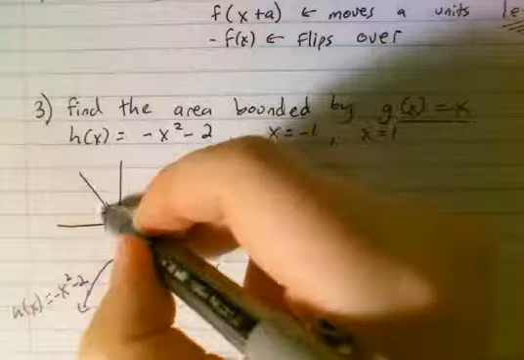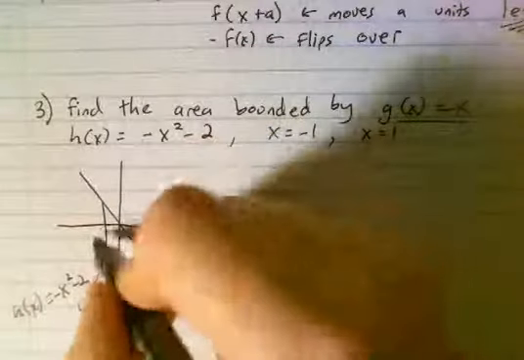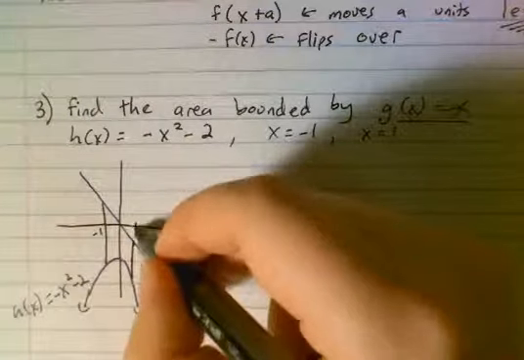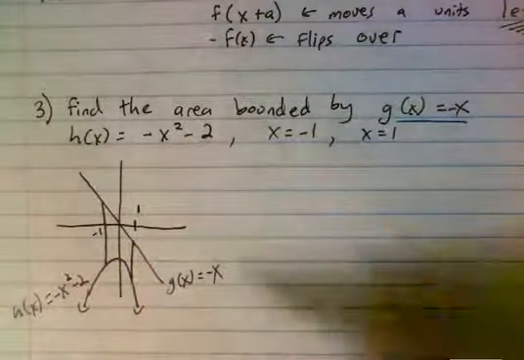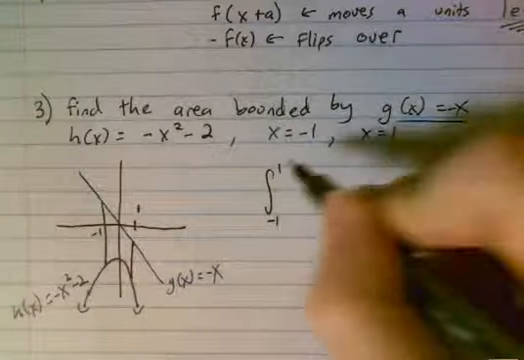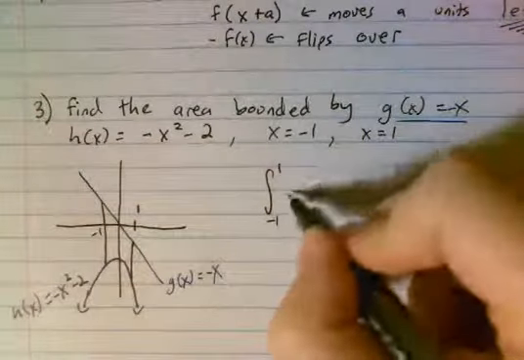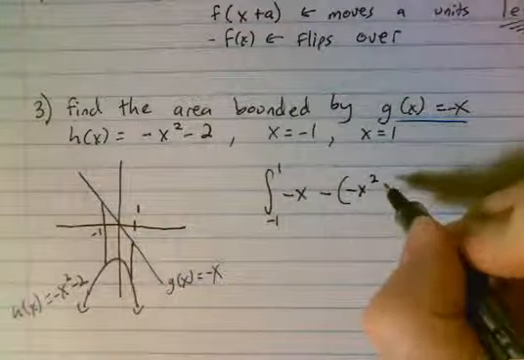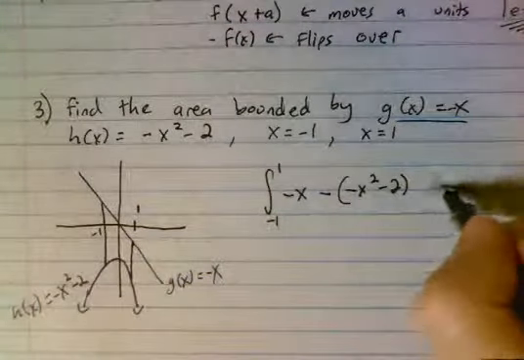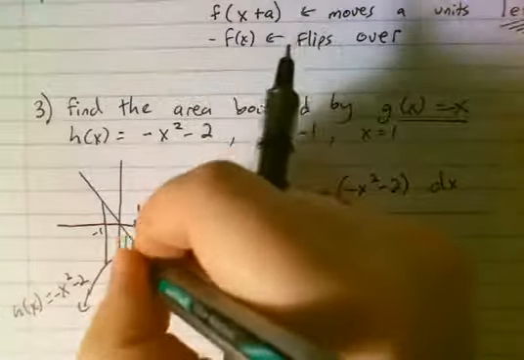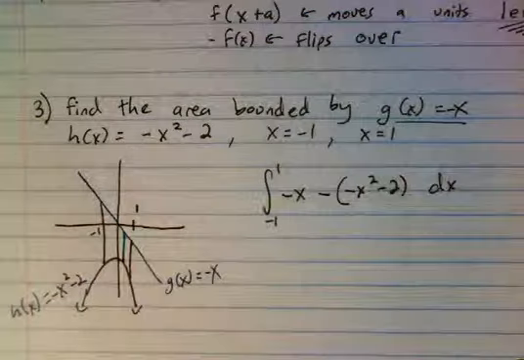We see that our bounds are x equals negative 1 to x equals 1. We can see g of x is on top, so we're going to have the integral from negative 1 to 1. G of x is negative x. And then we're going to subtract negative x squared minus 2, because that one's on the bottom. And the width of one of our representative rectangles, that's dx.